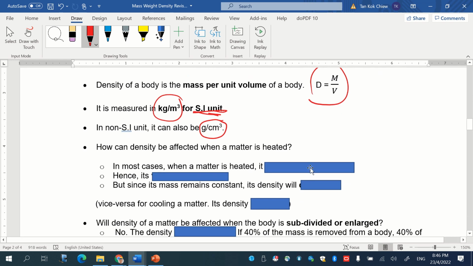How can density be affected when a metal is heated? Temperature rise. In most cases, when metal is heated, you must know how it leads to the change in the density.